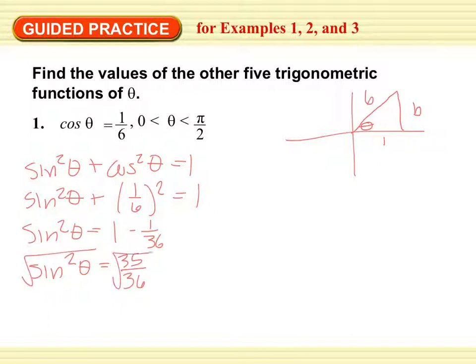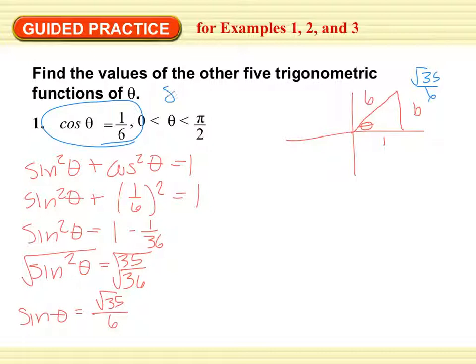Square root of both sides. Sine theta equals the square root of 35 over 6. So now we can just turn everything around, or take the reciprocal. Cosine is positive, so 35 over 6. Secant is the reciprocal of cosine, so 6 over 1. Cosecant is the reciprocal of sine, which you have to rationalize.